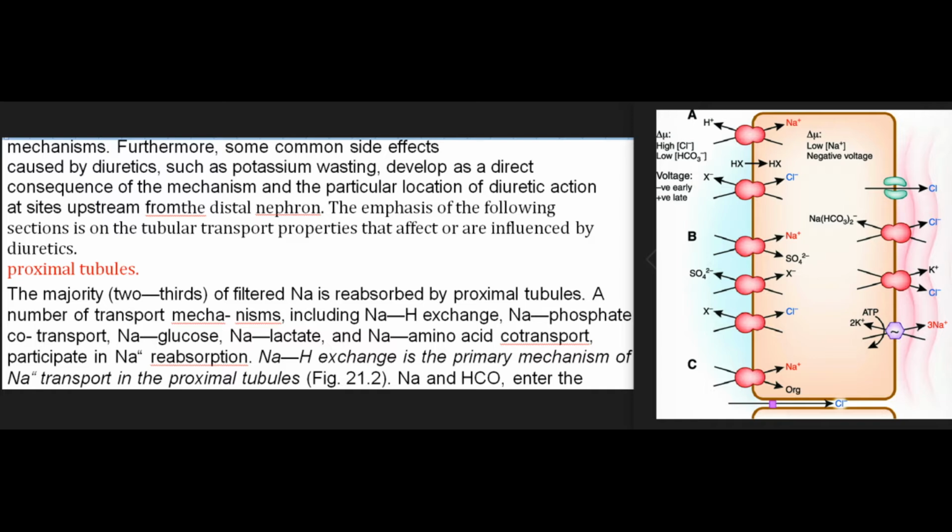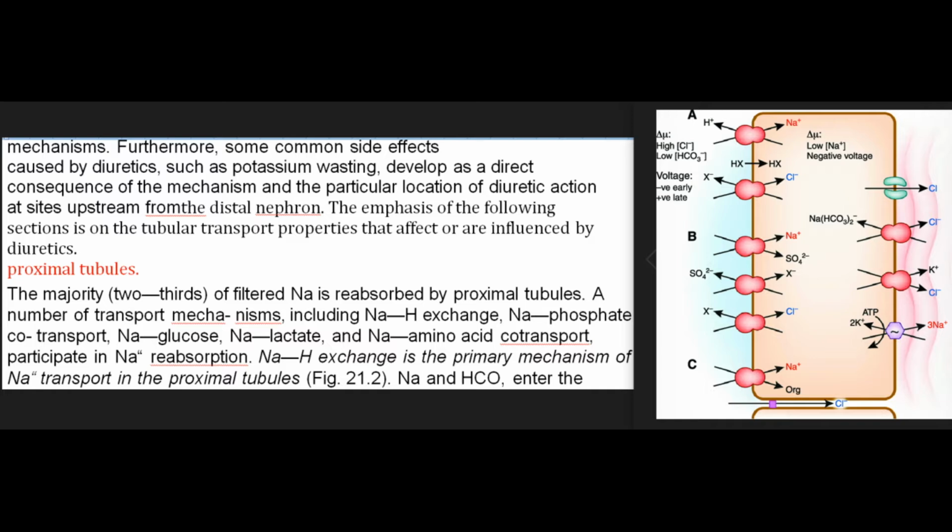Furthermore, some common side effects caused by diuretics, such as potassium wasting, develop as a direct consequence of the mechanism and the particular location of diuretic action at sites upstream from the distal nephron. The emphasis of the following sections is on the tubular transport properties that affect or are influenced by diuretics.